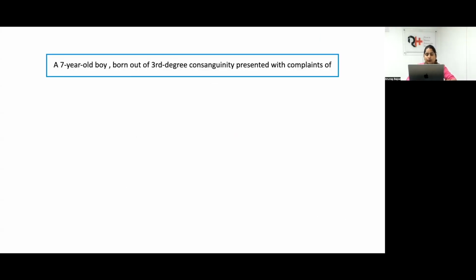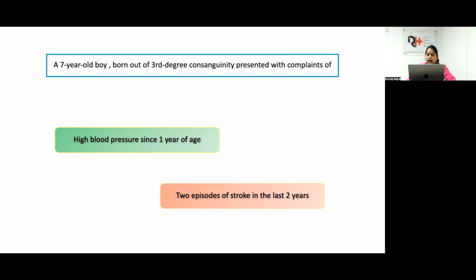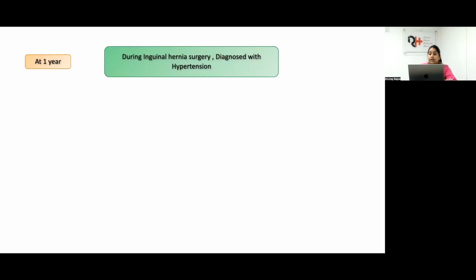A 7-year-old boy born out of third-degree consanguinity presented with a complaint of high blood pressure since 1 year of age and 2 episodes of stroke in the last 2 years. At the age of 1 year, when he was operated on for an inguinal hernia, he was diagnosed with hypertension. It was pretty scary for the parents that their 1-year-old child has high blood pressure.